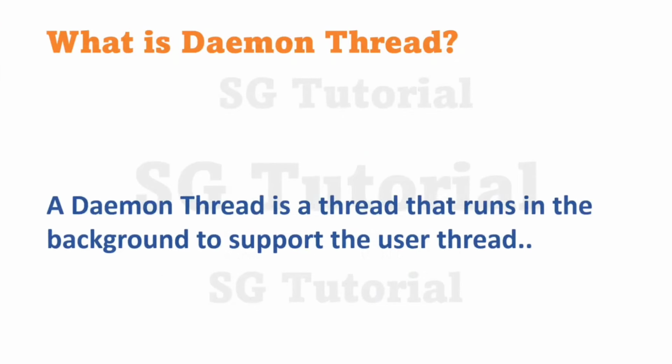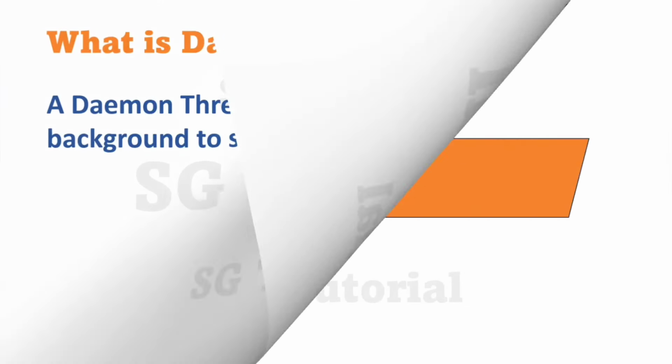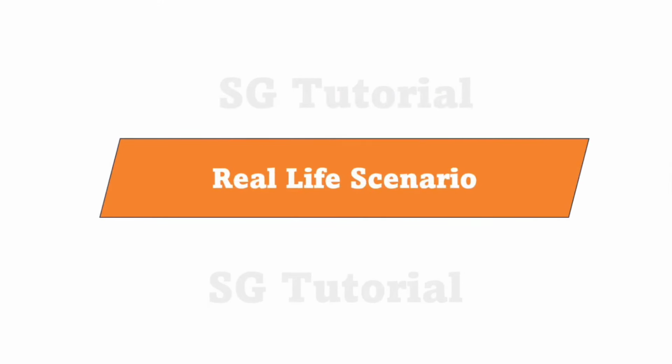So daemon thread is nothing but a thread that runs in the background to support the main thread or user thread. And user threads are the threads that the user creates. Those threads we can call user threads. Okay. Now let's understand what is daemon thread with a real life scenario. It can help you to understand clearly.